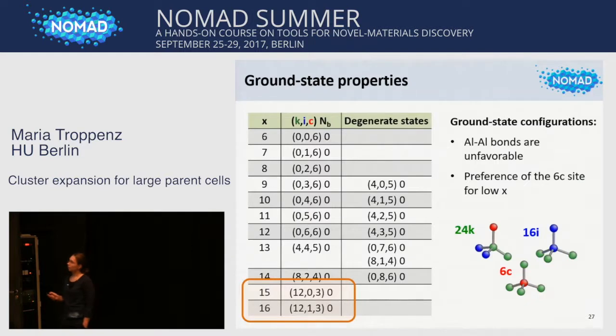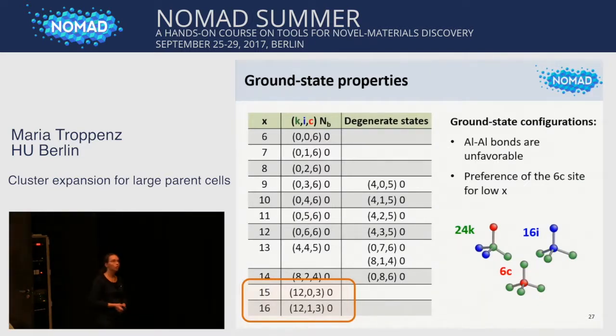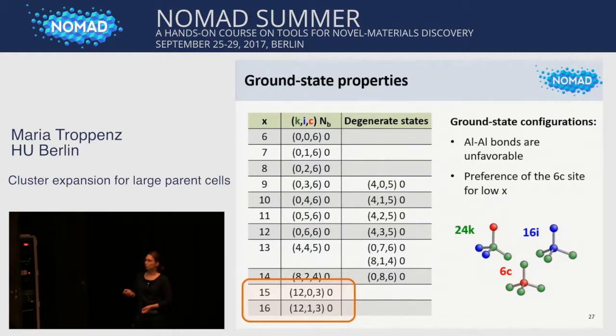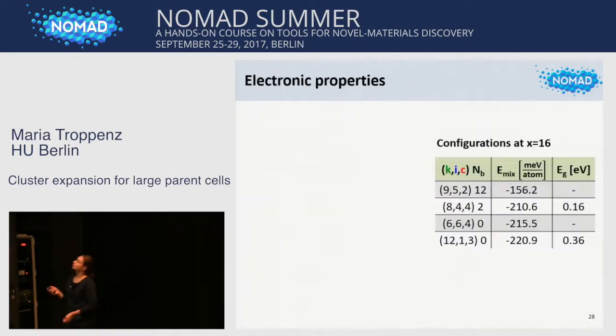If we increase our aluminum content and reach the charge compensated structure, we have a really well defined ground state which has half occupation of the 24K side and half occupation of the 6C side, and the remaining atom goes into the I side. And again, no aluminum bonds. So let me stick to the charge compensated structure. There we are expecting to find a semiconducting behavior due to the Zintl concept.